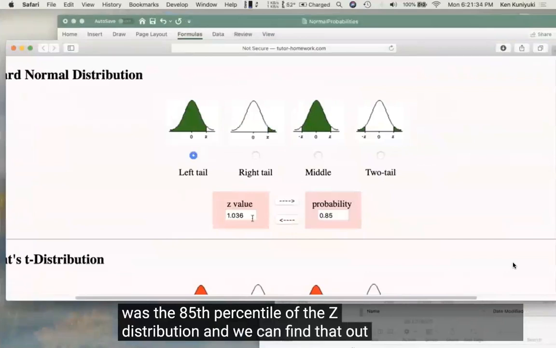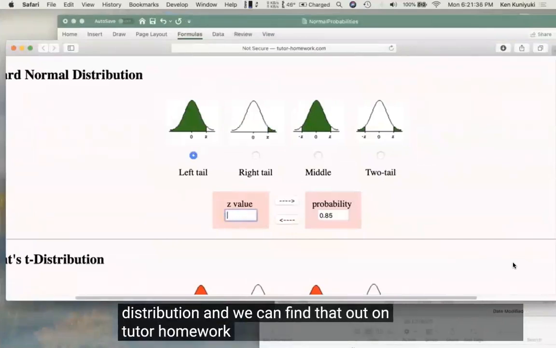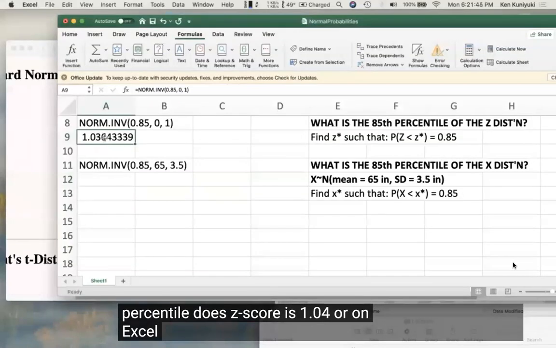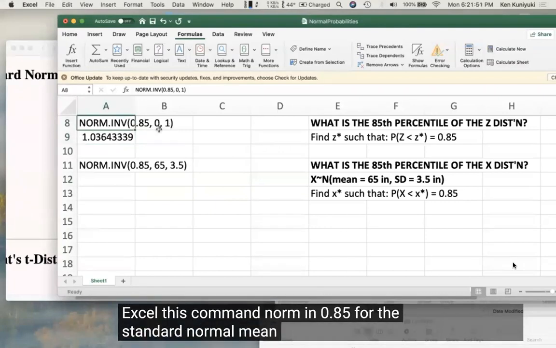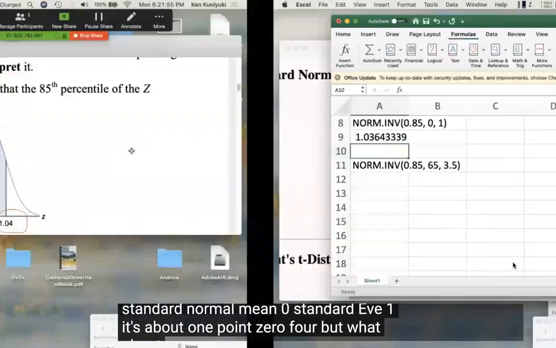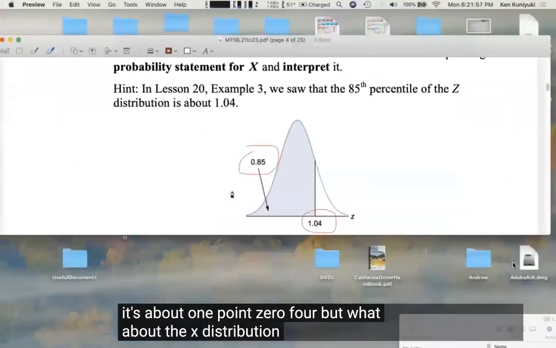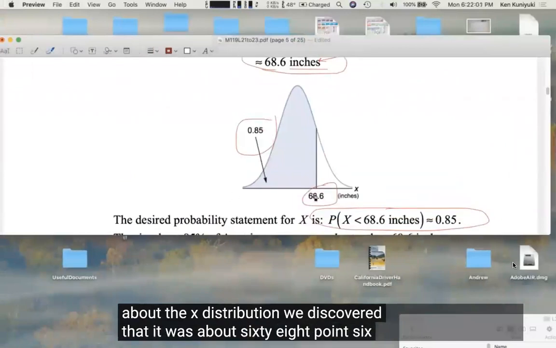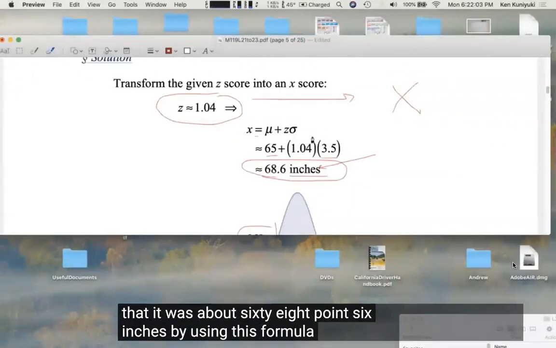And we can find that out on tutorhomework.com. The 85th percentile, the z-score is 1.04. Or on Excel, this command, norm.inv 0.85 for the standard normal, mean 0, standard dev 1, it's about 1.04. But what about the x distribution? We discovered that it was about 68.6 inches by using this formula over here.